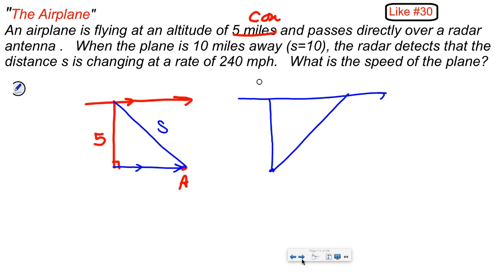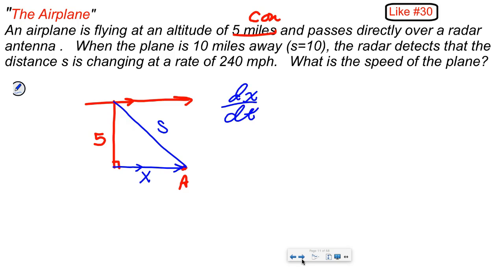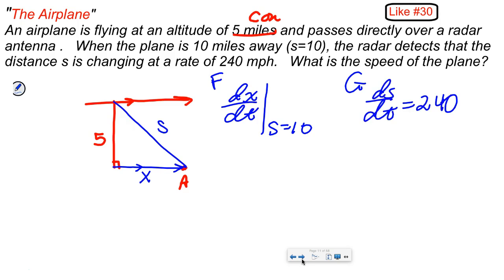So let's take a look at what we're finding. We need the speed of the plane, which would be represented by that horizontal rate of change. It's flying at an altitude of 5, that's a constant, and we are going to find the speed of the plane. So dx/dt at the instant when s is 10, and that's what I'm being asked to find. I'm going to put a little f by that, and it gave me something else. It gave me that the radar detects that the distance s is changing at a rate of 240 miles per hour. So it also gave me ds/dt. I usually like to have the given come first, but I don't want to rewrite this.